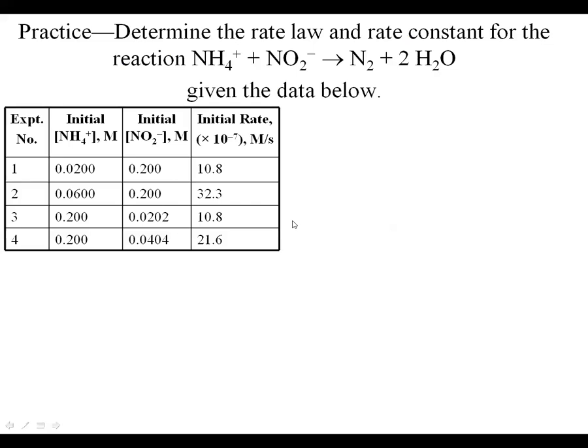Okay, so let's take a look. And so same approach here. Again, we can start with the generic rate law. So again, just our reactants involve no products here in the rate law. So NH4 plus to the X, NO2 minus to the Y.